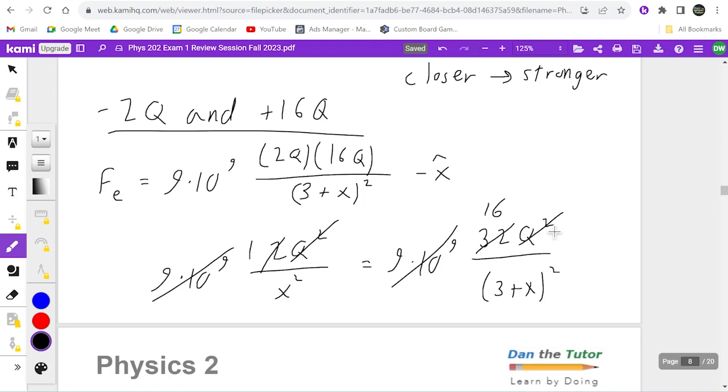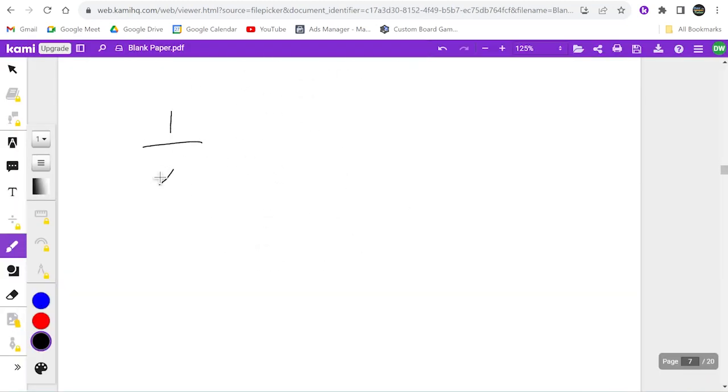And then the x's do not cancel. If you do, you get the wrong answer, so I don't recommend doing that. So then what I'm left with is, on the left side I have 1 over x squared, and on the right side I have 16 over (3 plus x) quantity squared. And so now it's just a matter of solving.